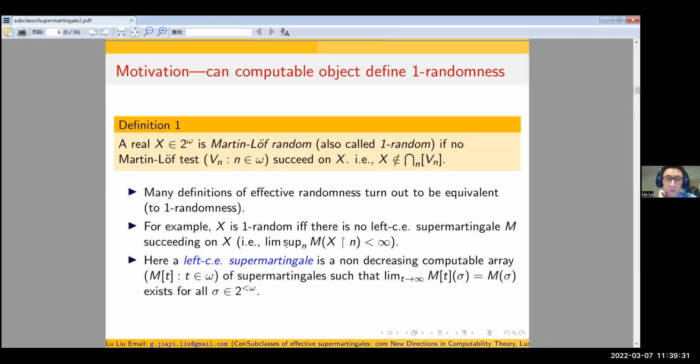So effective randomness can be defined as the following: a real X is Martin-Löf random, also called one random, if no Martin-Löf test succeeds on X, which means X is not a member of this V set. So this one randomness notion is very important because a lot of definitions of effective randomness coincide with each other. They are equivalent to one randomness. For example, X is one random if there is no left CE supermartingale M succeeding on X, which means the M function restricted on the prefixes of X is bounded.